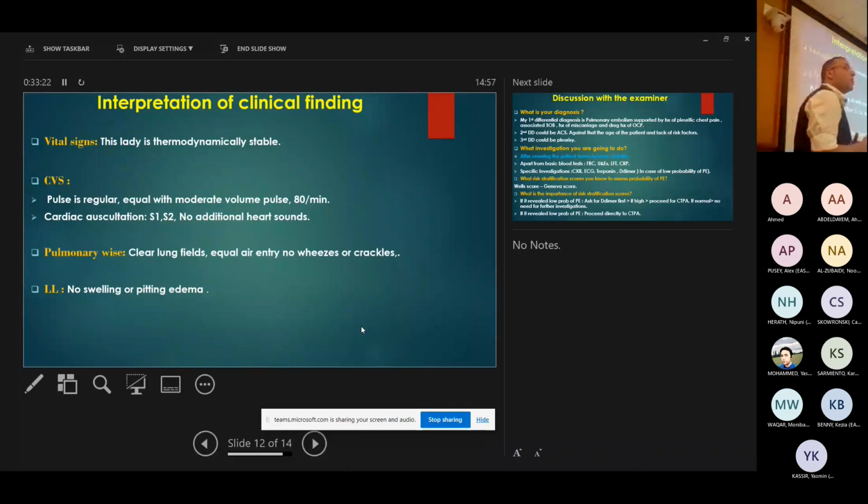Pulse examination: the pulse is regular, 70 per minute, and no special character. On auscultation, there is equal air entry, no wheezes, no crackles. You have to mention the important negative data or signs of the patient. Pulmonary examination: there are clear lung fields bilaterally, equal, and no crackles or wheezes. Lower limb: there is no evidence of lower limb edema or difference in size. Like that, you interpret all the important positive and negative data of the patient.